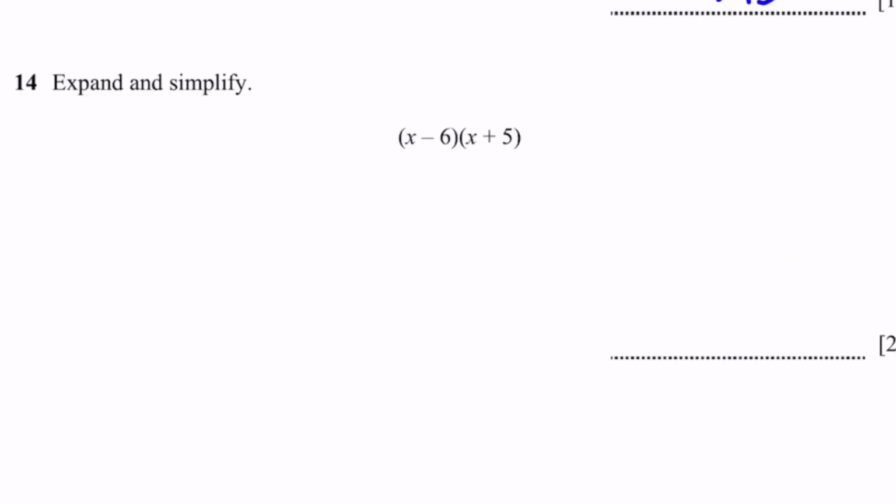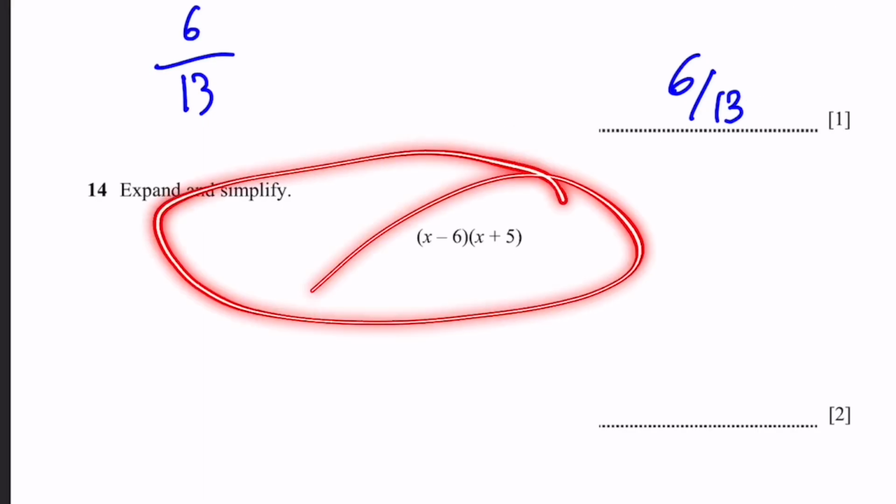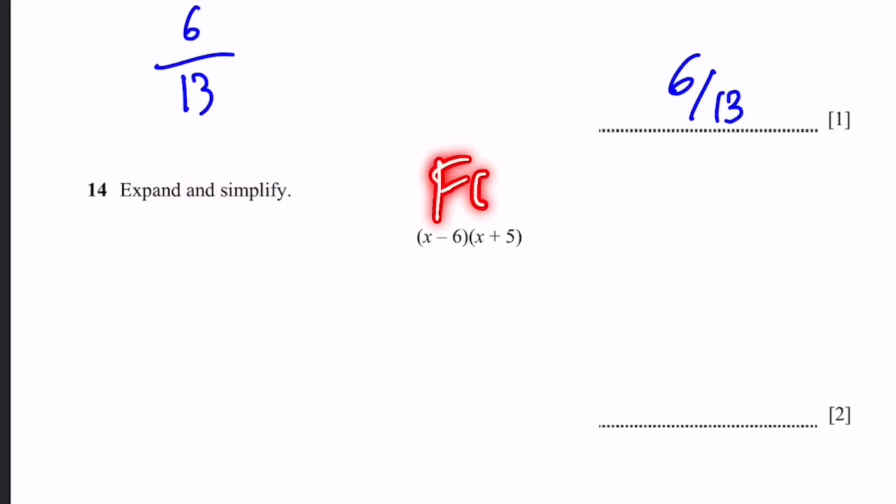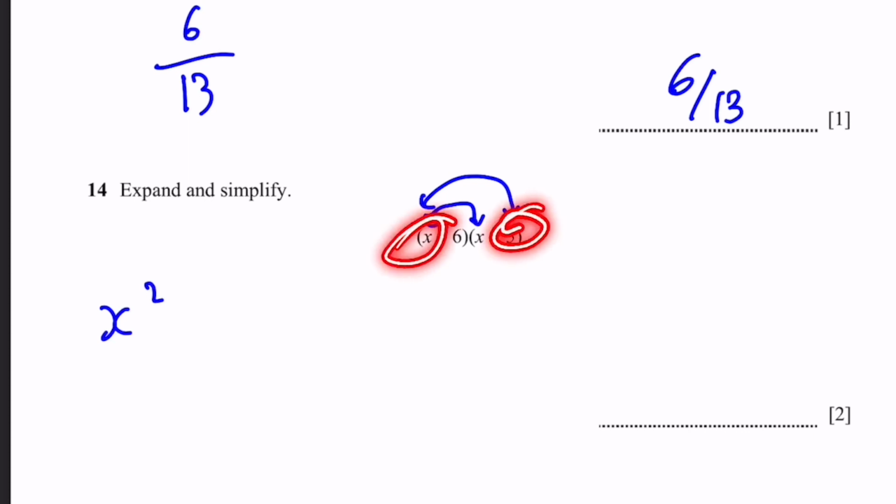Question 14. Expand and simplify (x minus 6) into (x plus 5). Now how do we do this? We can use the FOIL method to do this. First, F stands for front, so we multiply the terms at the front. x into x is x squared. Now, for O, we multiply the terms outside, which means nearer to the brackets. x into 5 is 5x.